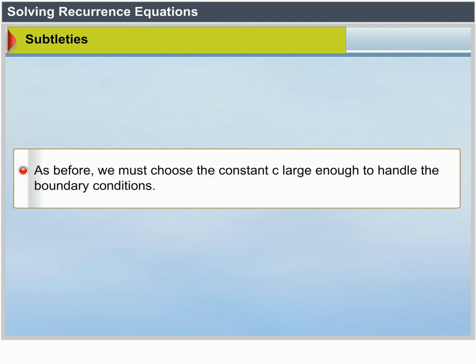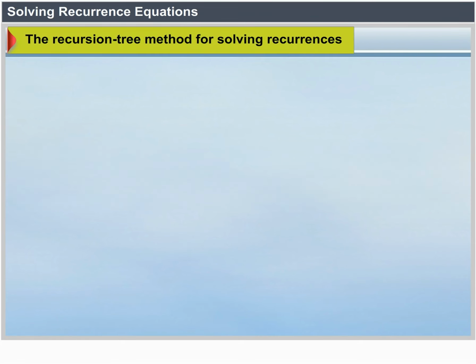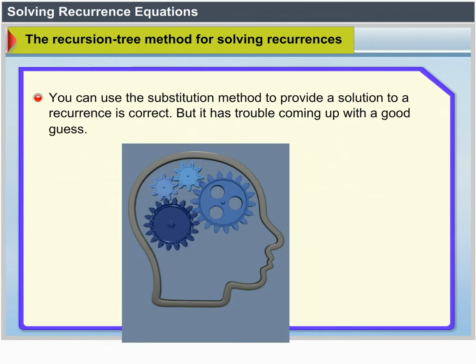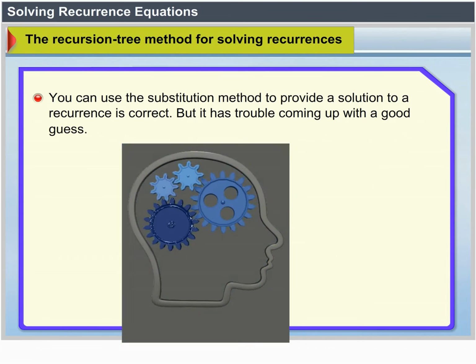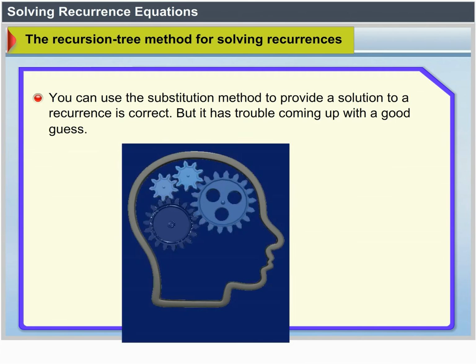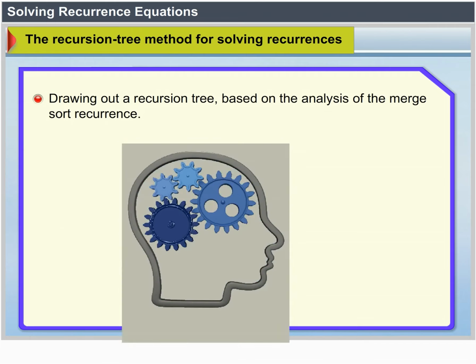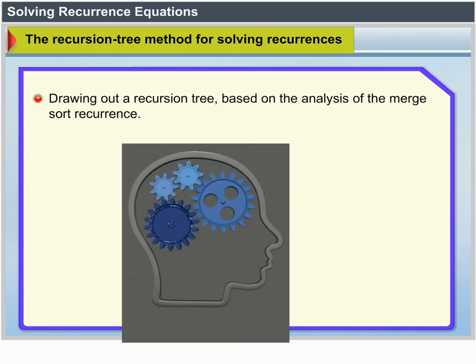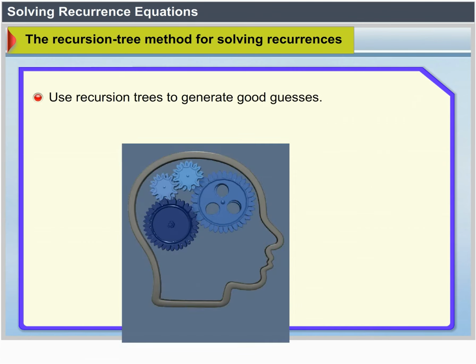The recursion tree method for solving recurrences. You can use the substitution method to prove a solution to a recurrence is correct, but it has trouble coming up with a good guess. Drawing out a recursion tree, based on the analysis of the merge sort recurrence, lets us use recursion trees to generate good guesses.